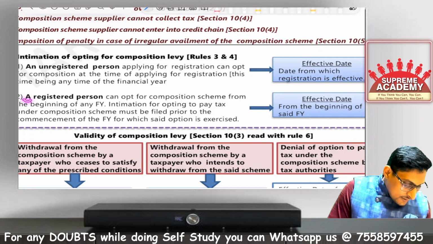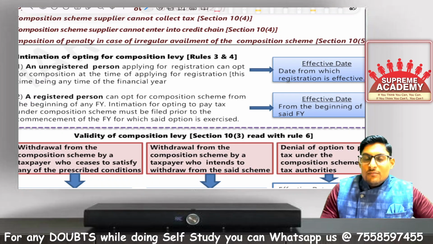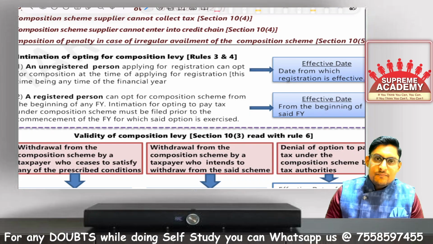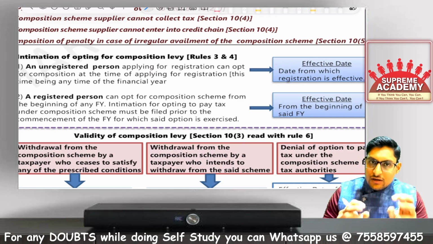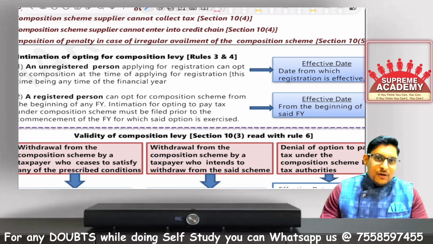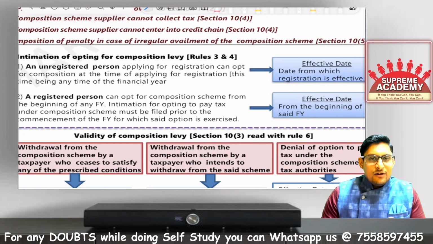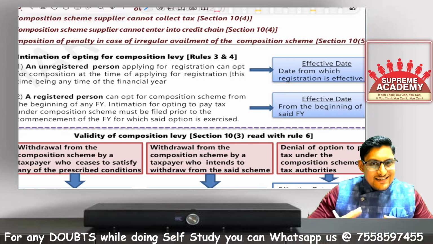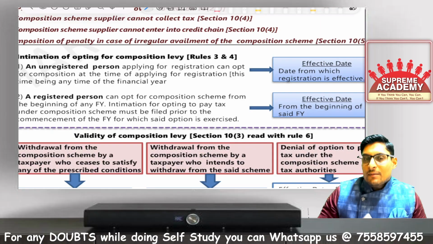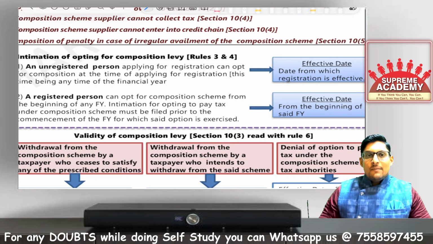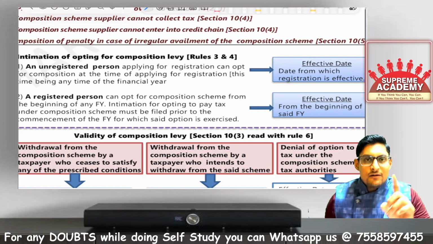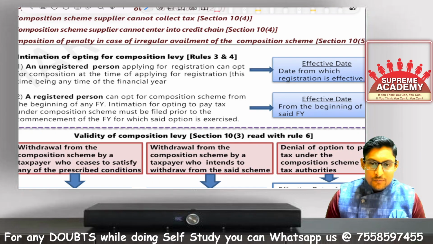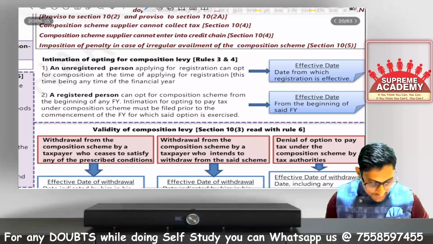But what if he is already registered and he wants to shift from normal scheme to composition scheme? If this is the case, then whenever he may apply for the composition scheme, the effective date will be the 1st April of the next financial year. Say this is the month of August and now I am applying for composition scheme. Then my composition scheme will be effective from the next financial year, 1st April. Got the point? So this is all about the intimation.